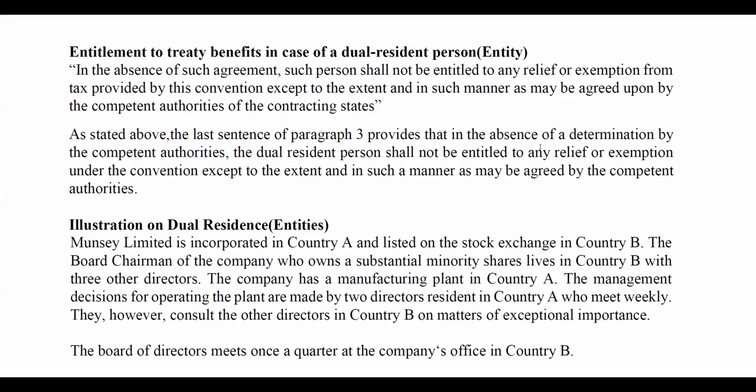In the absence of such agreement, such person shall not be entitled to any relief or exemption from tax provided by this convention, except to the extent and in such manner as may be agreed upon by the competent authorities of the contracting states. As stated above, the last sentence of paragraph 3 provides that in the absence of a determination by the competent authorities, the non-resident person shall not be entitled to any relief or exemption under the convention, except to the extent and in such a manner as may be agreed by the competent authorities. So, yes, case-by-case basis. And what are the 3 things to consider in the mutual agreement procedure?